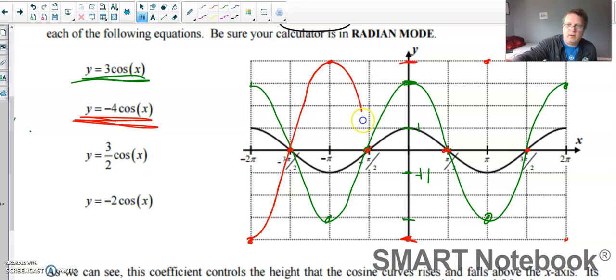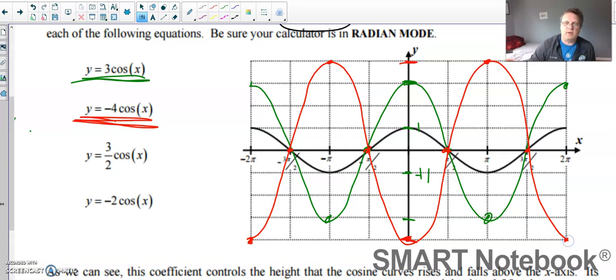Okay? So here is negative 4 cosine x. Okay? Meaning that negative 4, okay, 4 is the amplitude. So it's really the absolute value of A tells you how high or low. The negative tells you it's reflected. Okay, so instead of the curve being like this, we reflect it and it goes like that. Okay? All right, I hope that makes sense.